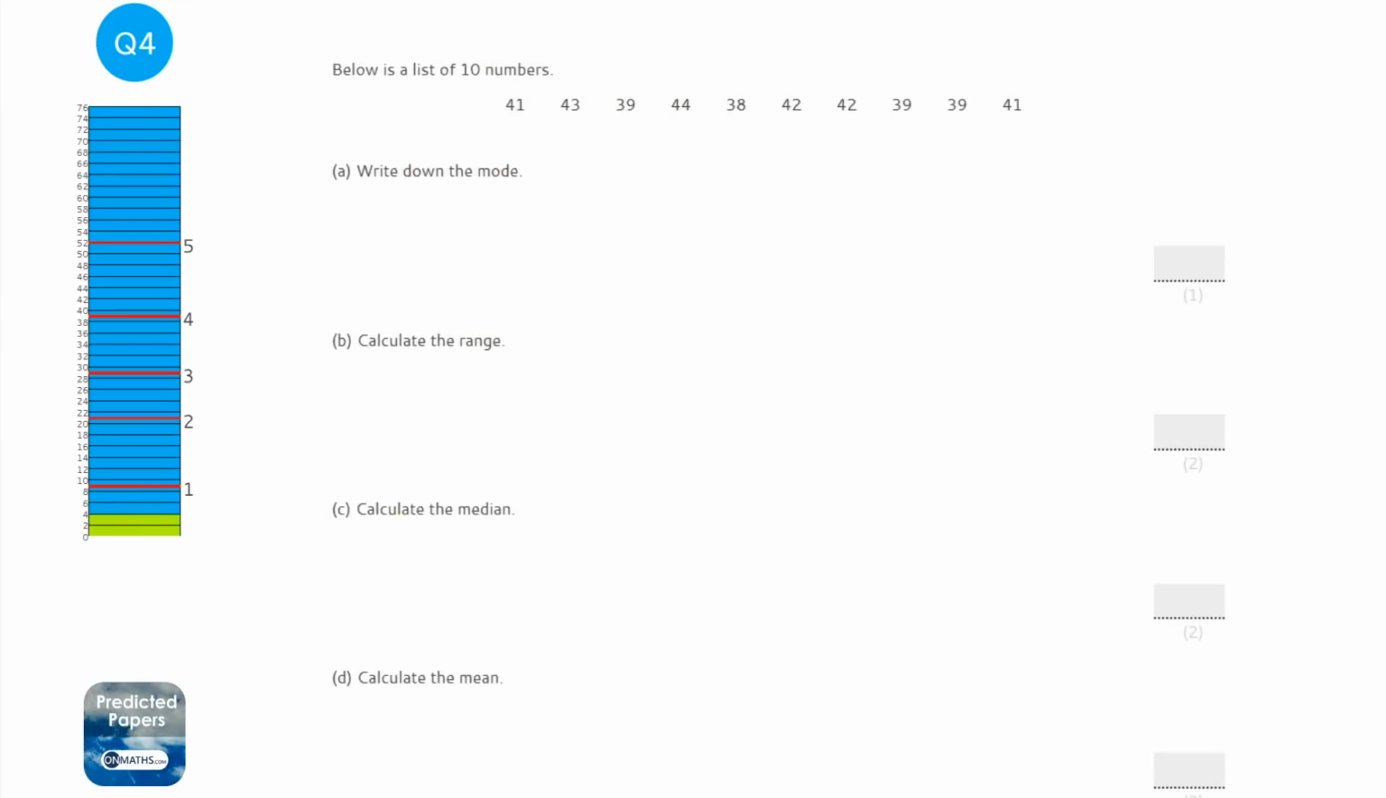The place I'd start with this question, since we're going to be asked for the median anyway, is just to put these in order of size, and that will help us work out the mode and range. You don't have to do it, it's just much easier to spot. So the smallest number's 38. Is there another 38? No. The next number's 39. I think there's a few 39s. Okay, the next number's 41. I'm crossing them out as I go so I don't count them twice accidentally. So 42.